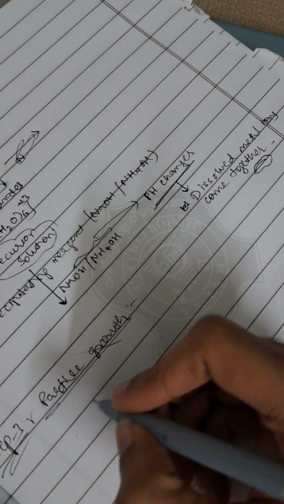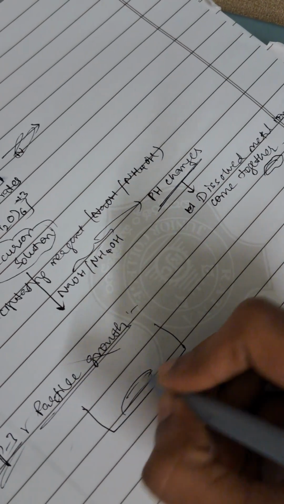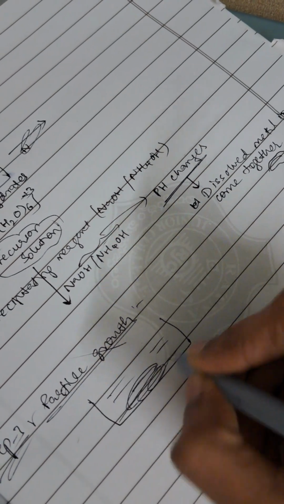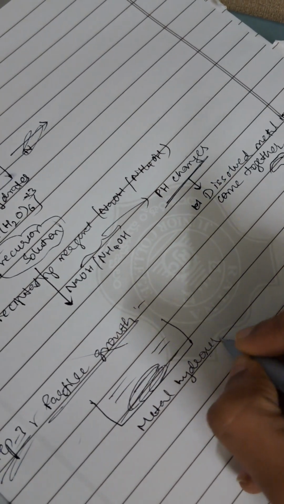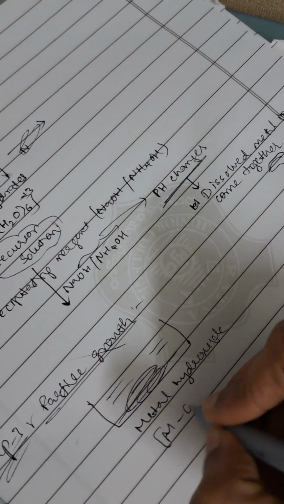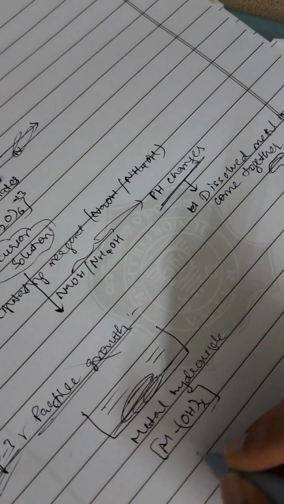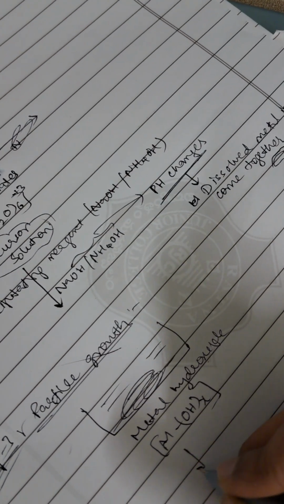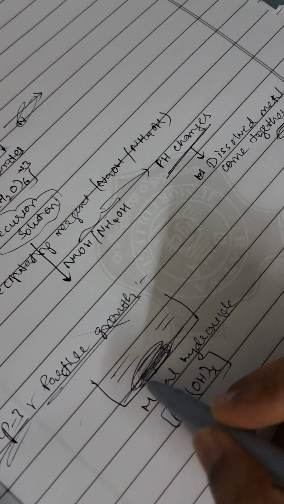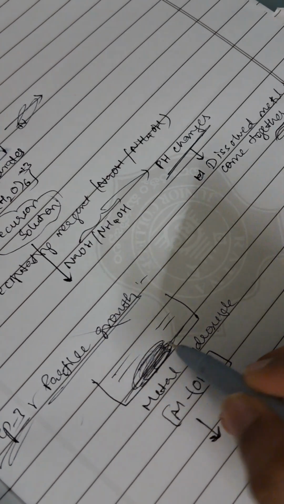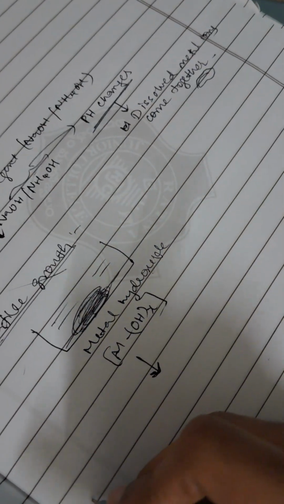In this way we will get metal hydroxide, M(OH)x. Metal hydroxide is formed. Here these particles have grown to nano size. Particle growth.